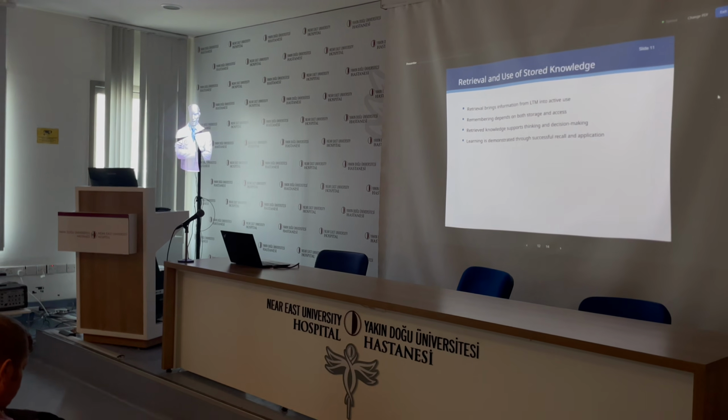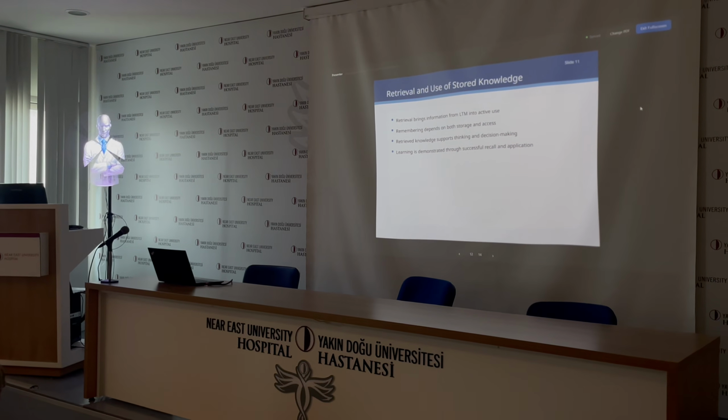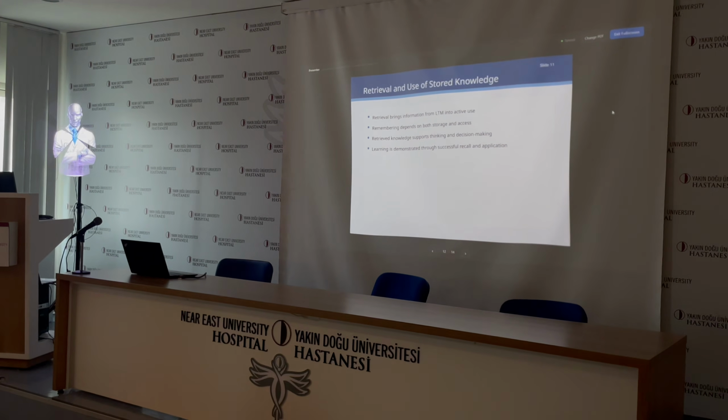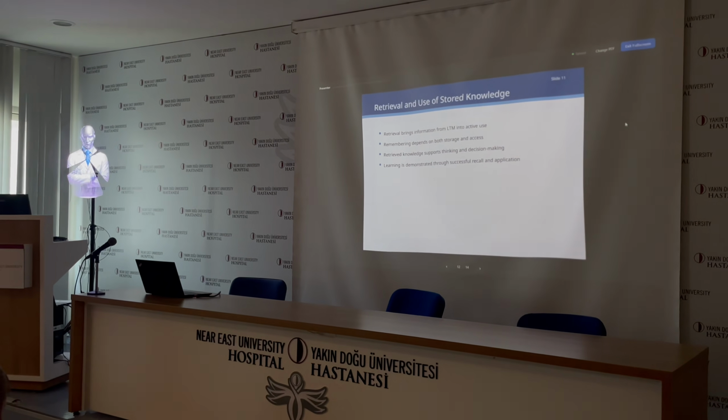These traces are easier to retrieve because they are linked to existing knowledge structures in long-term memory. This is why understanding is so important in learning. It is not enough to encounter information or even to repeat it. The learner must process it in a way that gives it significance.